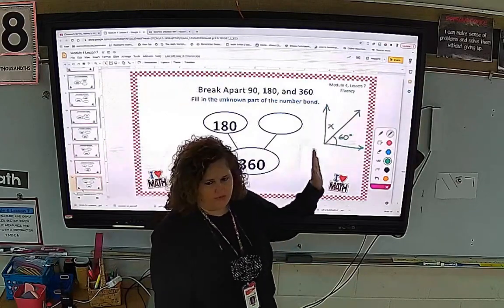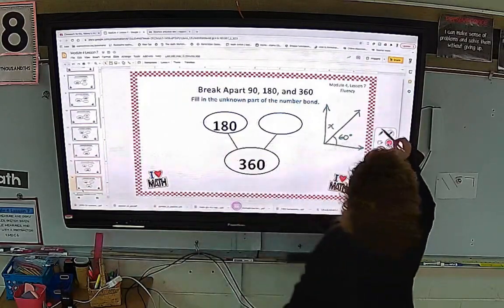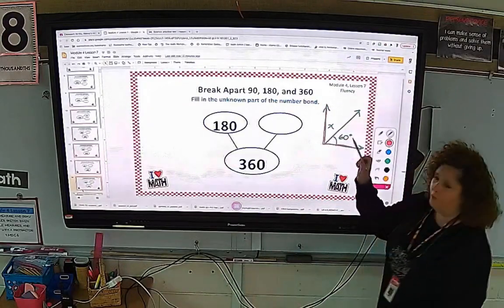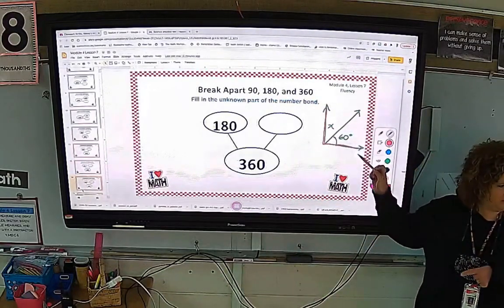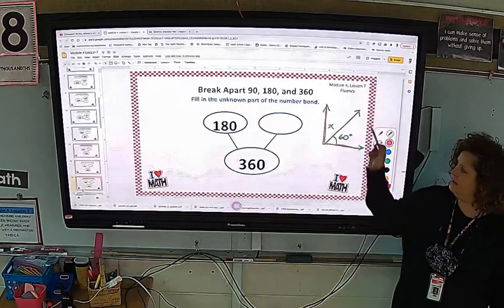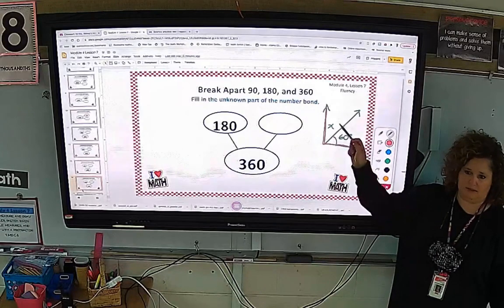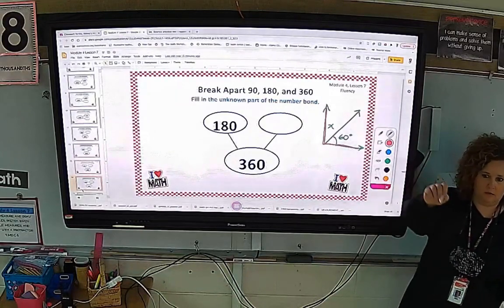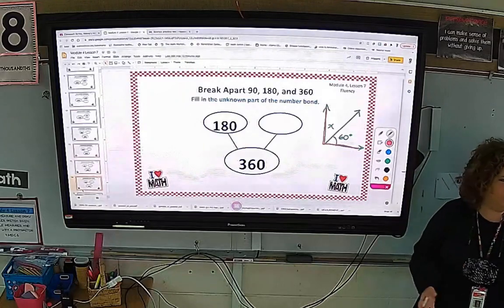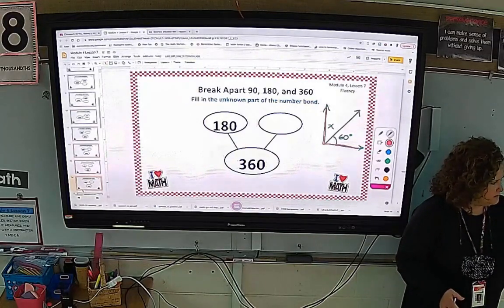So if this whole thing is 90, and you know a piece of it, you know the other piece. But you have to have 90 take away 60 would be that other piece, which is what? 30. All right. That's why we've been doing those number bonds.